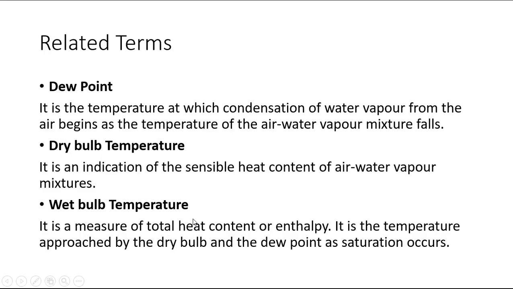Next terms are related to the humidity, that is relative humidity or specific humidity. The related terms are the dew point, dry bulb temperature and wet bulb temperature. So first we talk about the dew point. Dew point is the atmospheric temperature below which water droplets begin to condense and dew can form. It is the temperature at which the condensation of water vapor from air begins.